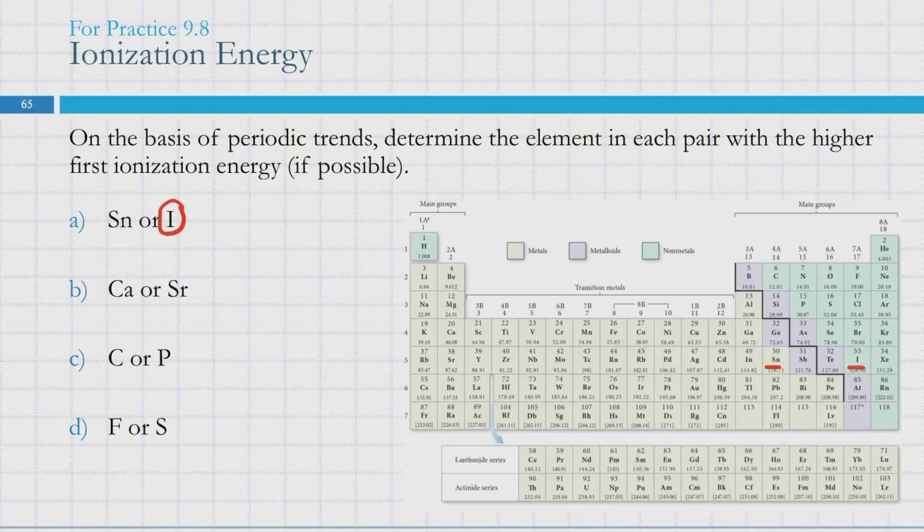For calcium or strontium, we want the one with the higher ionization energy. In this case, that's going to be calcium. Because it's smaller, the electrons are closer. Since the electrons are closer, the magnetic force is stronger.